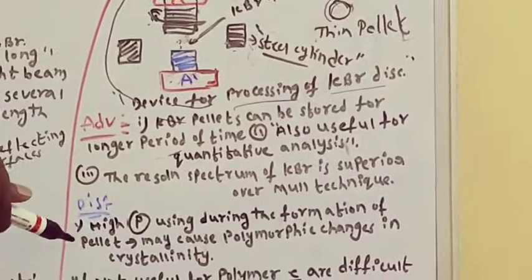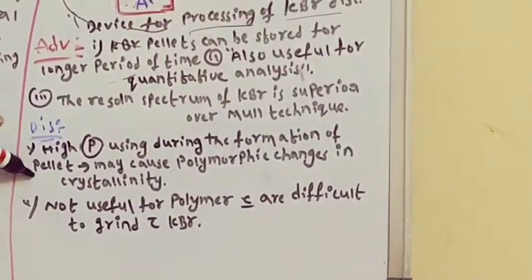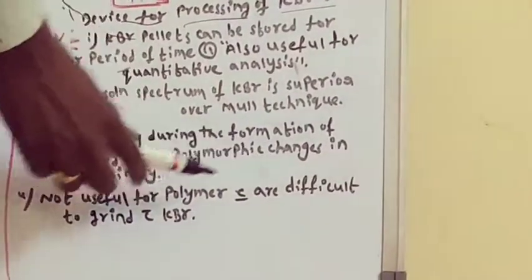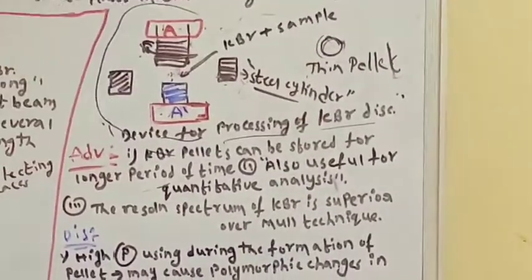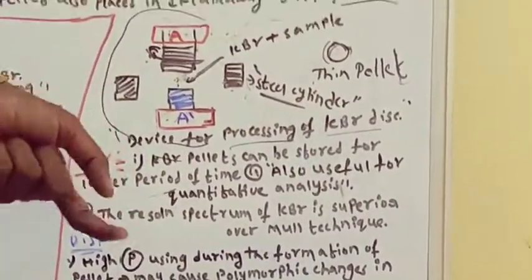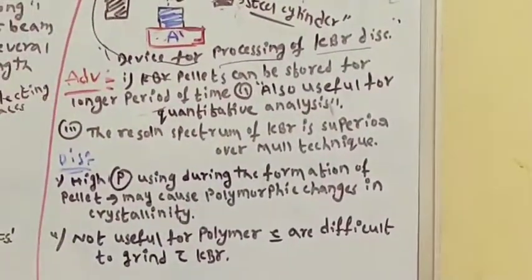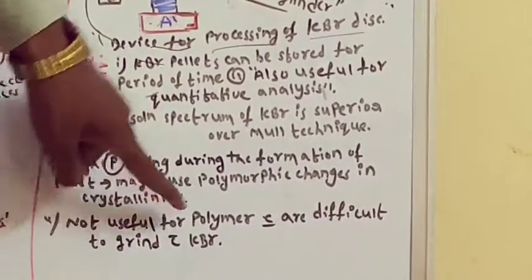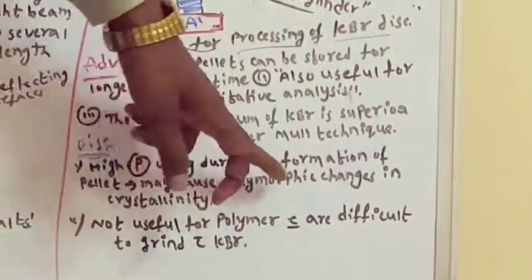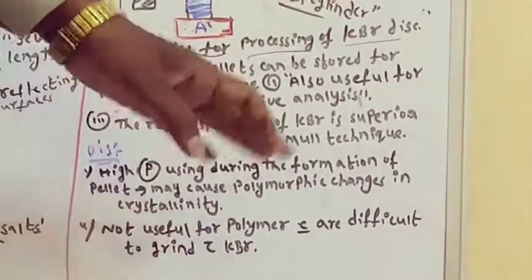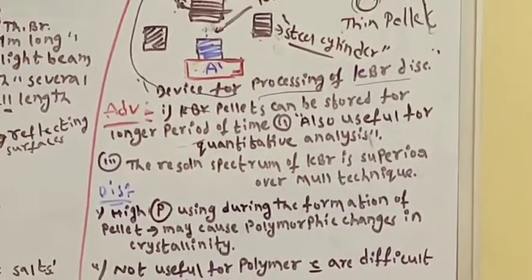What are the disadvantages? High pressure used during the formation of the pellet may cause polymorphic changes in the crystallinity. To make the pellet we are supplying a high pressure, and that high pressure leads to polymorphic changes in the crystals. So that is one disadvantage. Another, it is not useful for polymers which are difficult to blend with KBr. Polymers cannot be analyzed by the pressed pellet technique because they are unable to blend with the KBr.